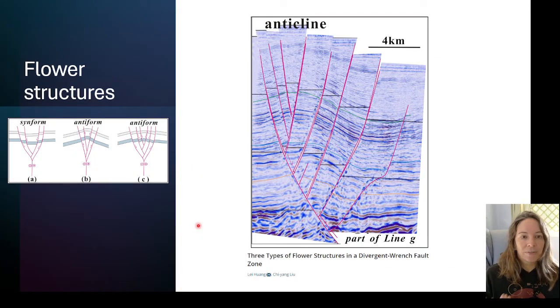Here's an example of some flower structures. These are very distinctive features that we see often with strike-slip fault systems. We've got a couple of different types of flower structures shown in the figure on the left-hand side, from the synforms to the antiforms, and then another type of antiform, like a mixed one. In the seismic example, you can see how these faults splay and resemble flower petals, hence the name. These are really good indicators of strike-slip or transpressional deformation.